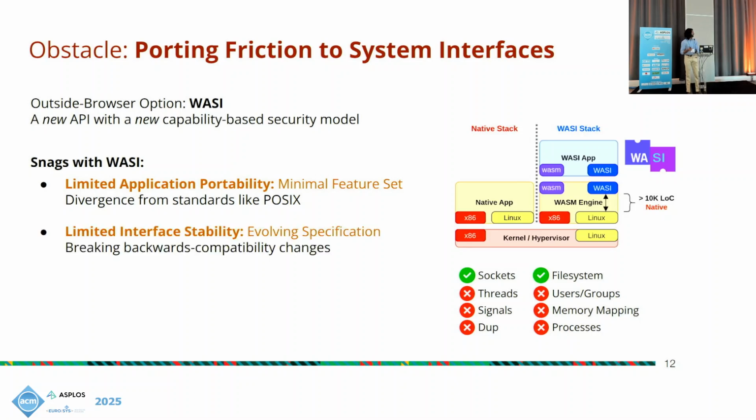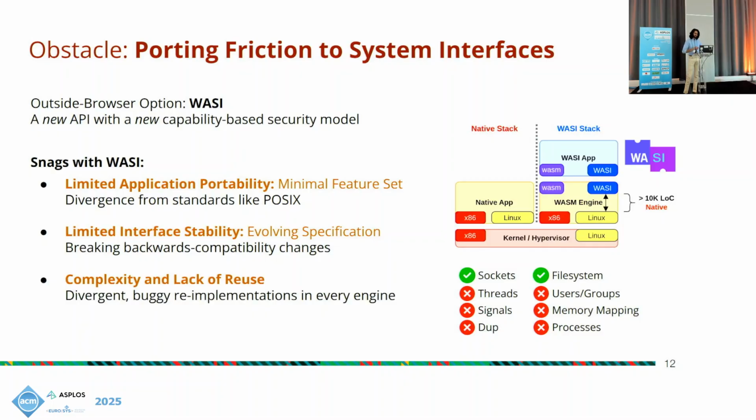In addition, WASI is an evolving specification, which doesn't make it very useful for long-term deployments. They have backward compatibility changes that often break, so we can't really trust this when we want to deploy something for 5, 10 years. Finally, despite the minimal feature set of WASI, it's actually incredibly complex. Currently, the implementation of WASI for just these features is over 10,000 lines of code, and it's very likely to increase by 5 or 10x with new releases of WASI that we're anticipating in the next 4 to 5 years. And what they actually do is re-implement this implementation across various engines. So there are divergent, buggy re-implementations across these where they don't actually agree on the semantics of specific calls.